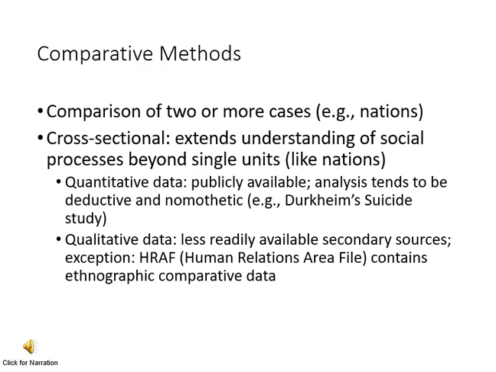Quantitative data is generally available publicly, and analysis that's based on that tends to be deductive and nomothetic. The first example of that is Durkheim's suicide study, where he looked at rates of suicide by country and compared that to the types of religions in those countries. For qualitative data, there are less readily available secondary sources, and an exception to that is the Human Relations Area Files, but generally that's less common.